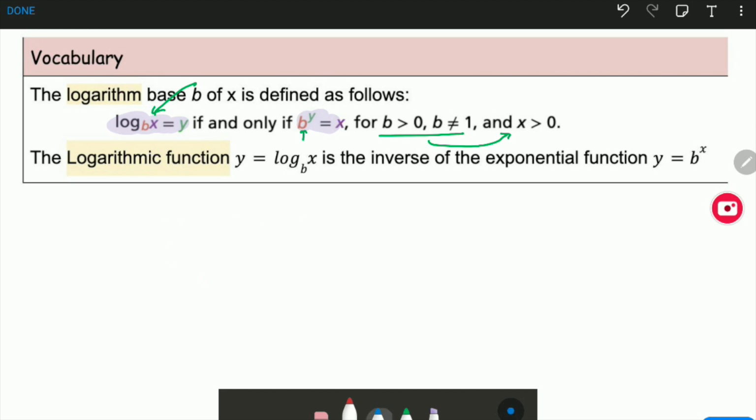So the formatting here, this base is a subscript. In terms of the exponential, the base is still the same. So the base is the number with the exponent in an exponential. It's the subscript here in a logarithm. They're both referred to as the base.